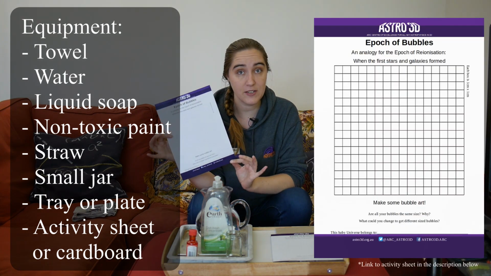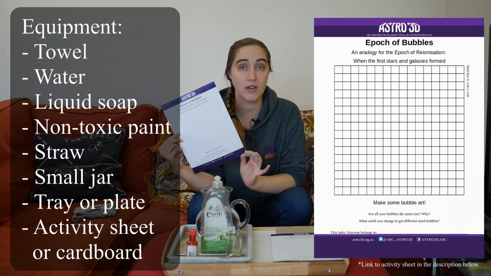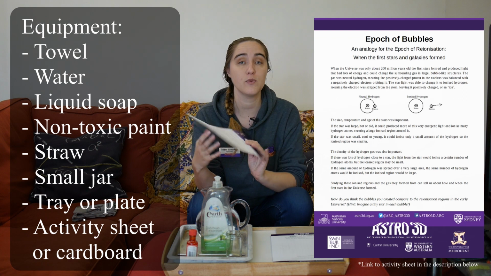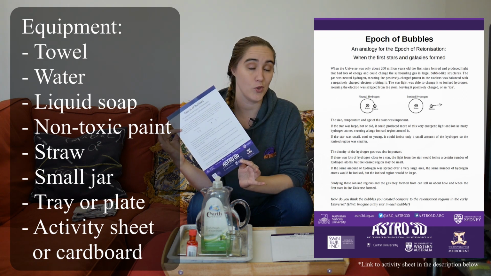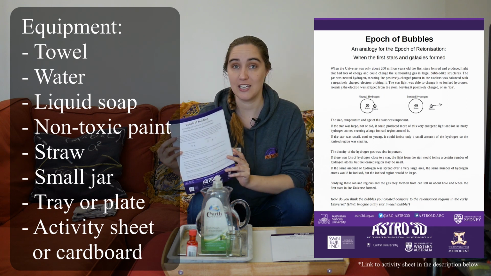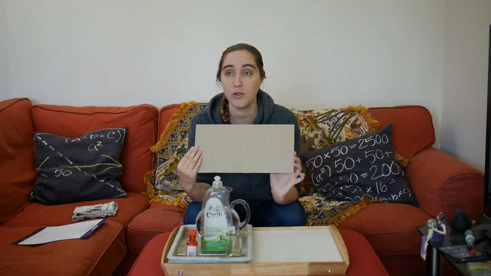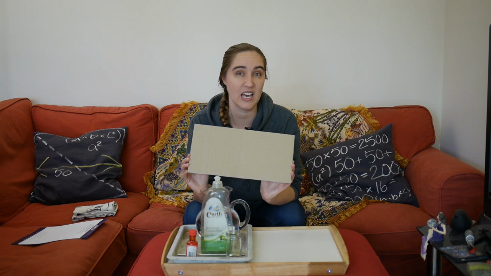We have these activity sheets that give a full set of instructions on how to set up and run the activity for yourself, as well as some science on what you're looking at in this activity and how to interpret it as the beginning of the universe. If you don't have any decent paper that you can use for it, you can just use a piece of cardboard. It will be preferable to use cardboard than a thin piece of printing paper, just because the cardboard will hold together much easier than the printing paper will.